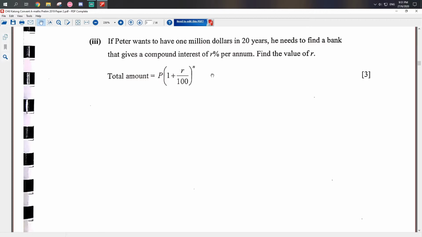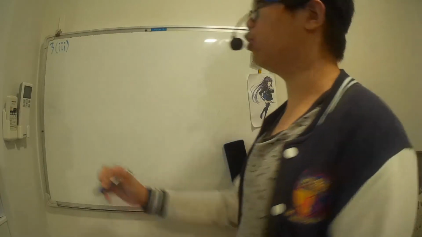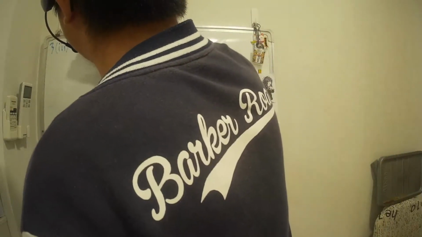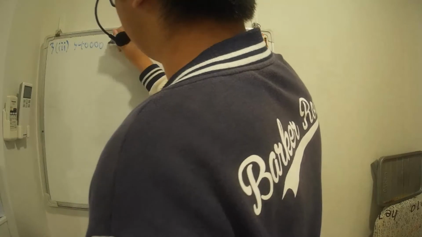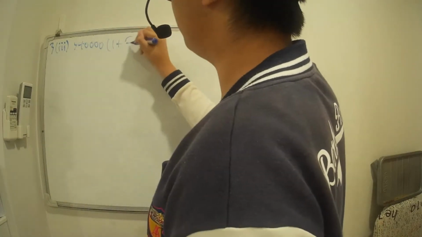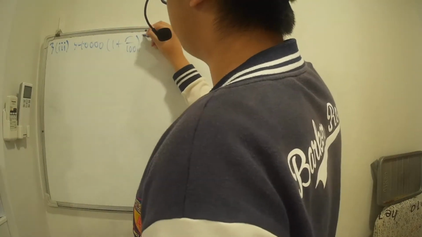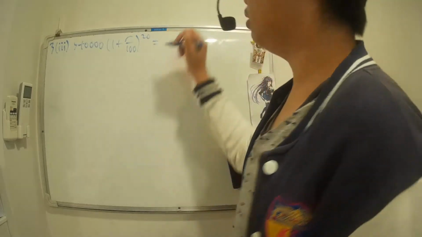Part 3. If Peter wants to have $1 million in 20 years, he needs to find a bank that gives a compound interest of R% per annum. Find the value of R. Now they even give you the compound interest formula. So we need to solve for a certain value of R. Let's write our equation: 540,000 times 1 plus R over 100 to the 20th power should give us a million.